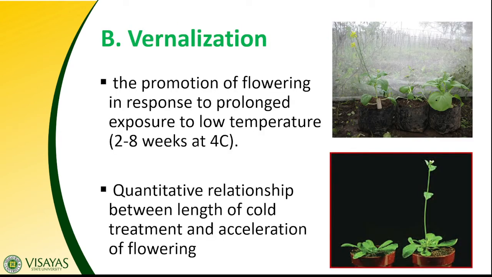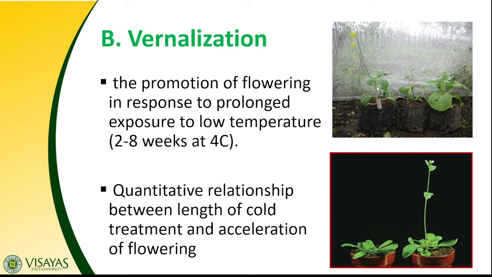Another phenomenon controlling flowering of plants is vernalization. Vernalization is the promotion of flowering in response to prolonged exposure to low temperature, usually 2 to 8 weeks at 4 degrees centigrade. And we have here a sample. These are petchai plants exposed to low temperature, and you can see here bolting of the petchai plants. After bolting, there is now the flowering.